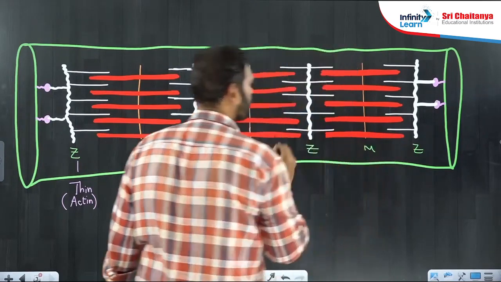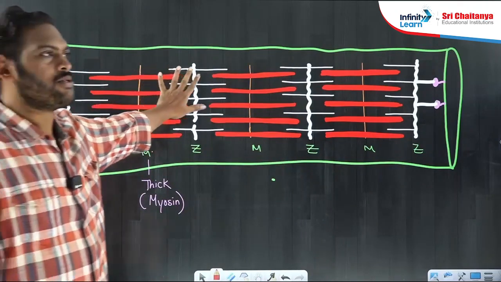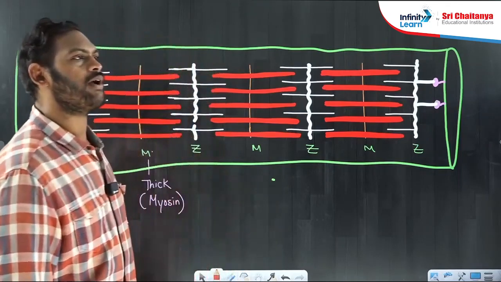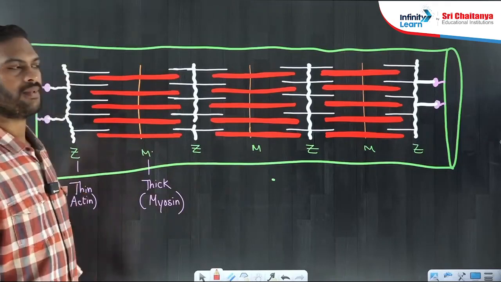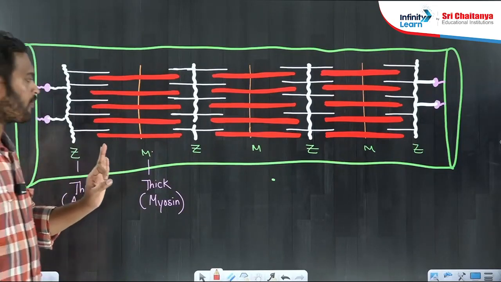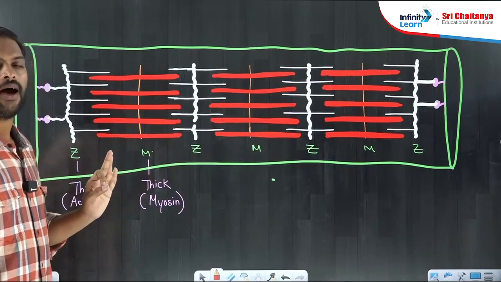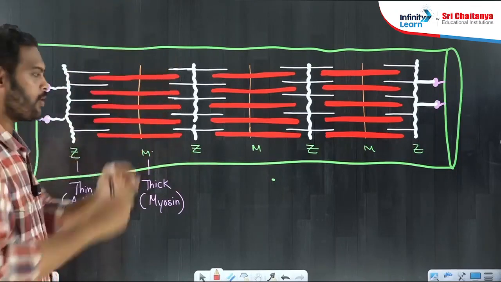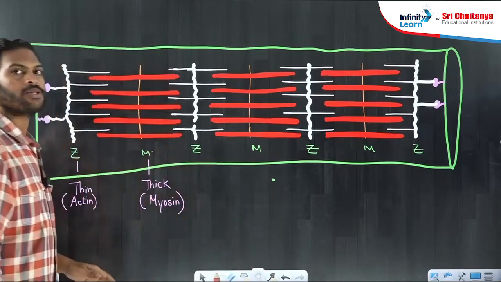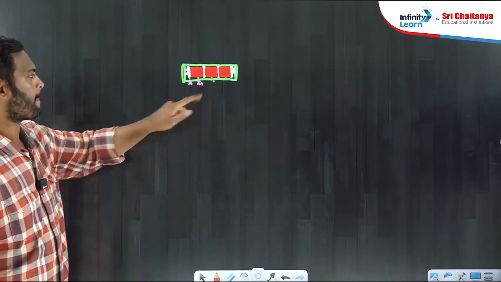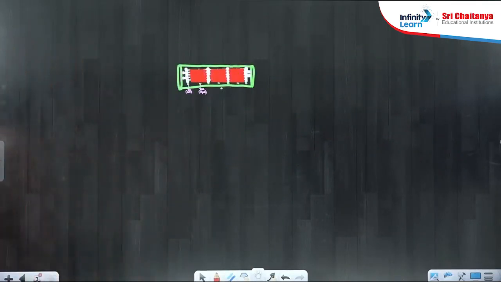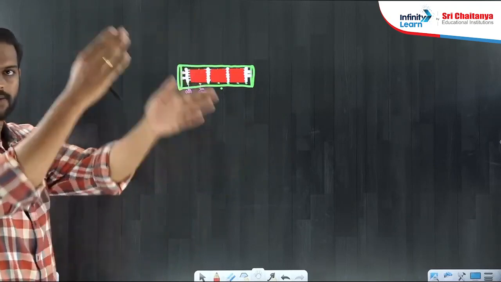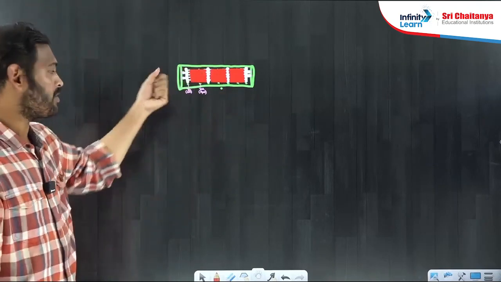Done. Is this picture clear, friends? You could see very clearly Z lines were attached to thin filaments, M lines were attached to thick filaments. Okay, now observe this. I'm going to zoom in, not zoom out, zoom in. So I'll decrease the size of this picture. You are able to see a striated appearance, right? You could see some striations: white line, white line, white line between red lines.